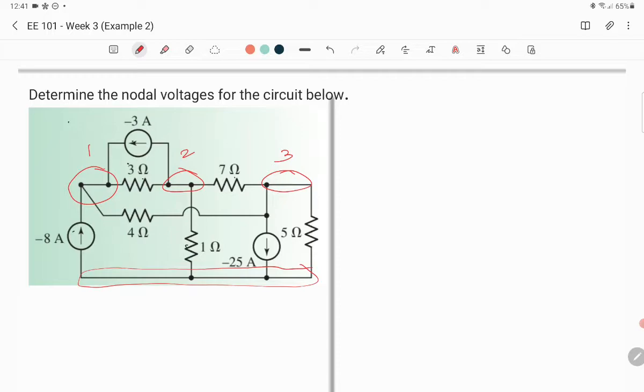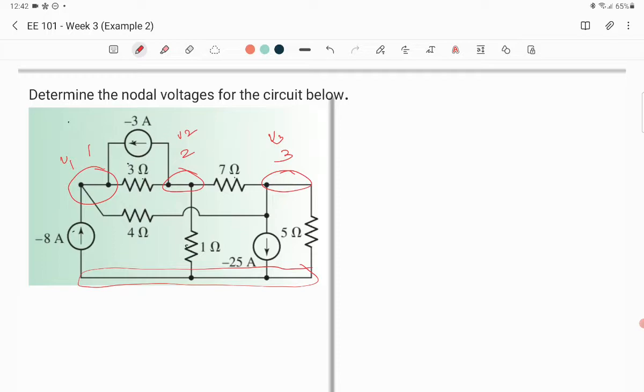Again, there would be times when your reference node is not the ground, but most commonly it is the ground. For example, in this circuit, the reference node is your ground. Now we need to label these as V1, V2, and then V3. We need all this information to be able to redraw it as a simplified circuit.